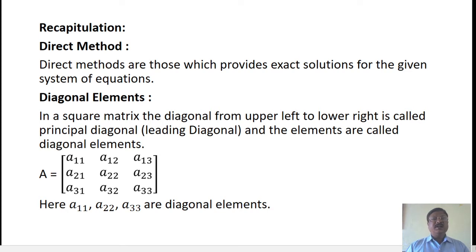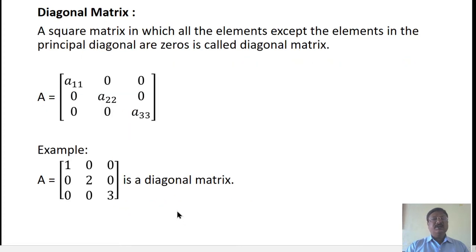So now let us see what diagonal elements are. In a square matrix, the diagonal from upper left to lower right is called the principal diagonal or leading diagonal, and the elements are called diagonal elements. So here A is equal to a11, a12, a13, a21, a22, a23, a31, a32, a33. Here a11, a22, a33 are diagonal elements.